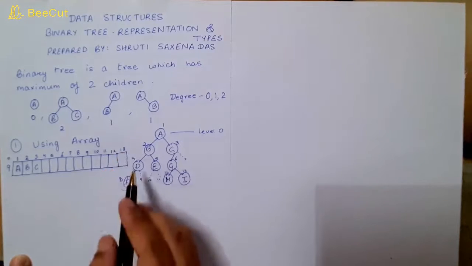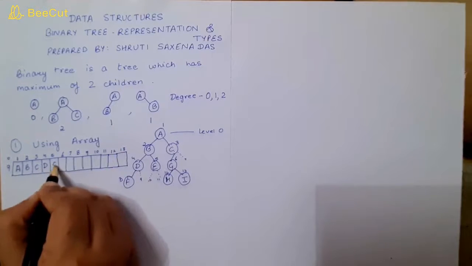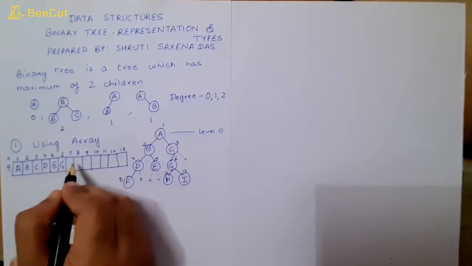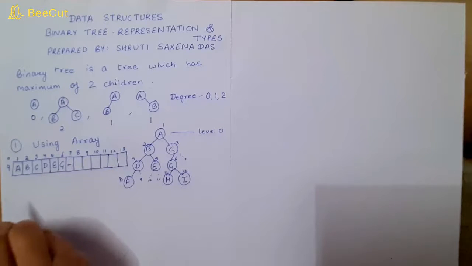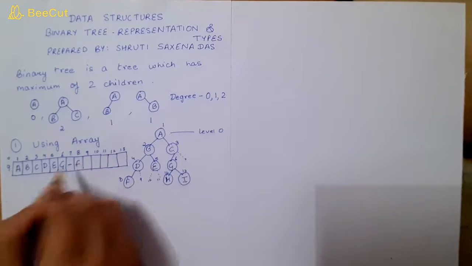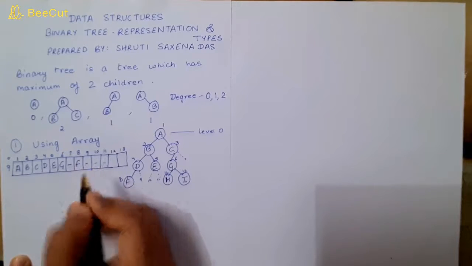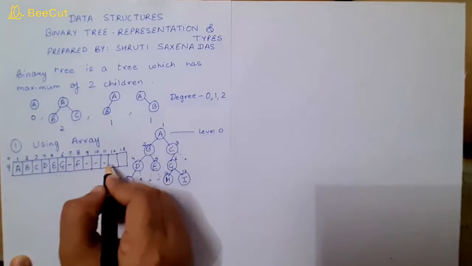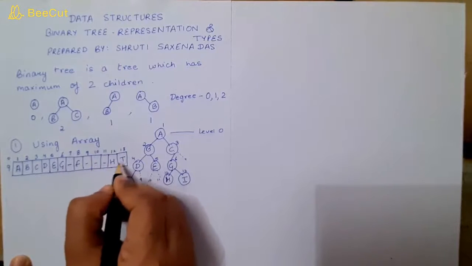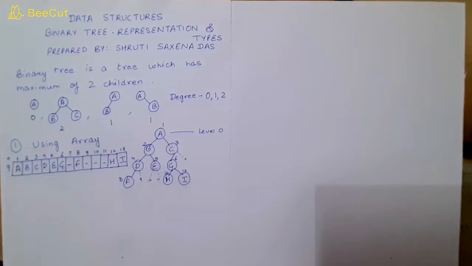So 4 will be D, 5 will be E, 6 will be G, 7 will be null, 8 will be F, 9 will be null, 10 and 11 null, 12 H, and 13 will be I. So we'll write it like this. Now see why we are inserting null also. This is not memory efficient, but it is good for a complete or full binary tree. We'll discuss those types also.